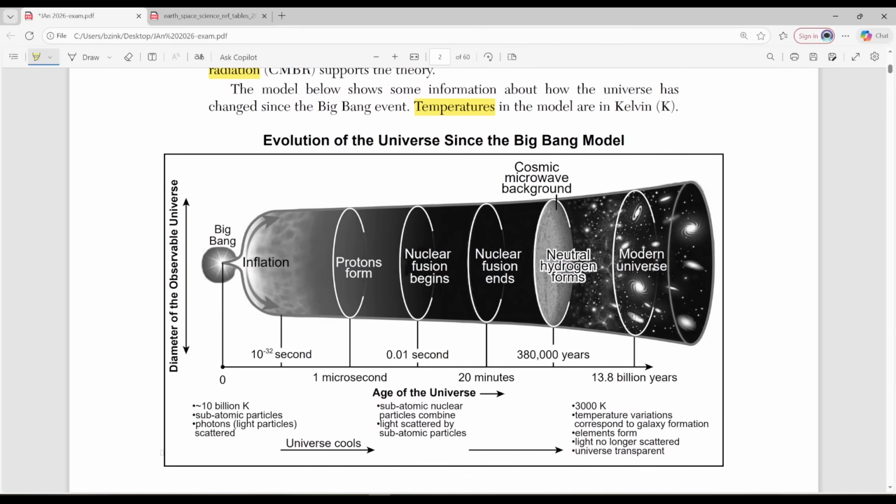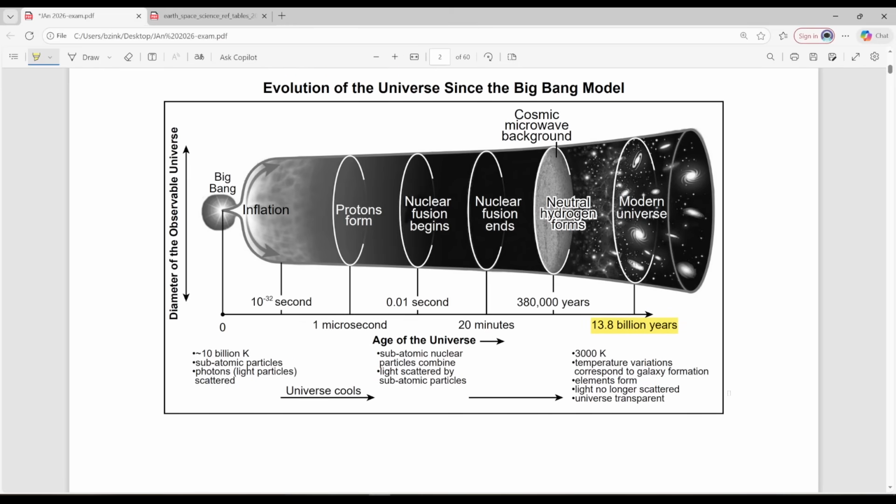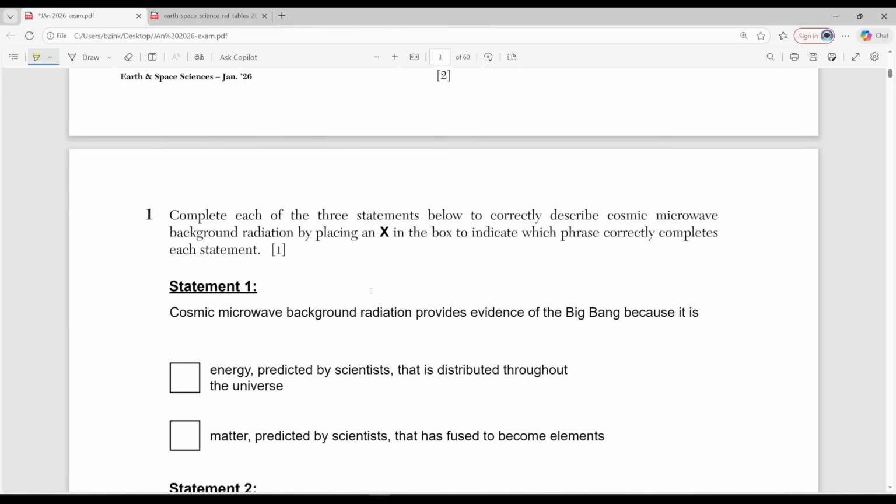And we're going to look at this. We got a lot going on here. So we got the Big Bang, protons form, fusion begins, fusion ends, and it tells you what years that happened at. 20 minutes, 300,000 years, and then modern universe, it does tell us 13.8 billion years, which might come in handy later on if we forget how old the universe is. And there's a bunch of information down here. Okay, so let's just jump down to the question and see what they need.